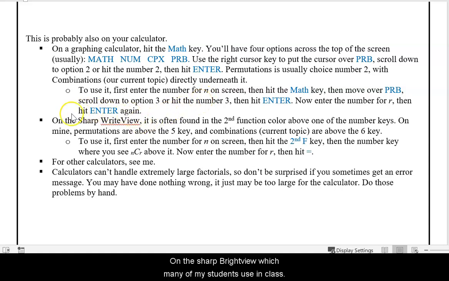On the Sharp EL-W516, which many of my students use in class, you'll find this in the second function color above one of the number keys. Different ones might have it in different places, but in general, you'll find permutations, which we will not be using for binomial series, above the 5 key, and combinations, which we will be using, above the 6 key. To get there, hit the colored key for the second function, and then the number where you see it.